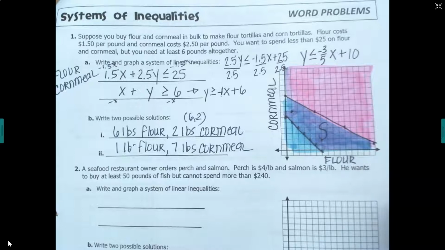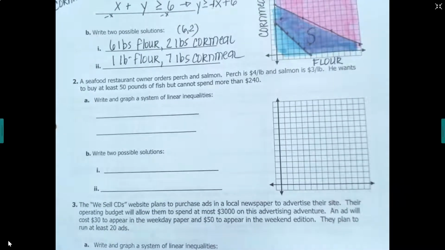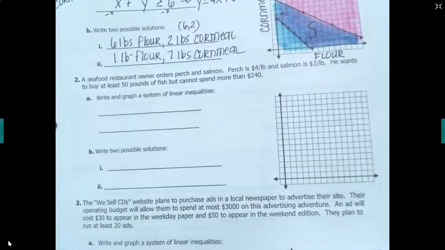All right, let's try it again, see how we're doing. A seafood restaurant owner orders perch and salmon. Those are two different kinds of fish. Perch is $4 a pound and salmon is $3 a pound. He wants to buy at least 50 pounds of fish but cannot spend more than $240. So he doesn't want to spend more money than he's got.